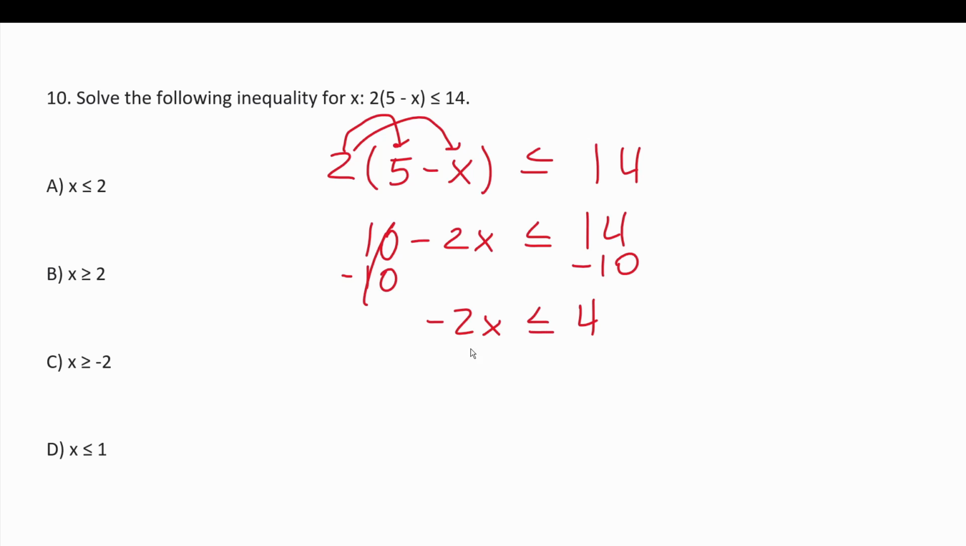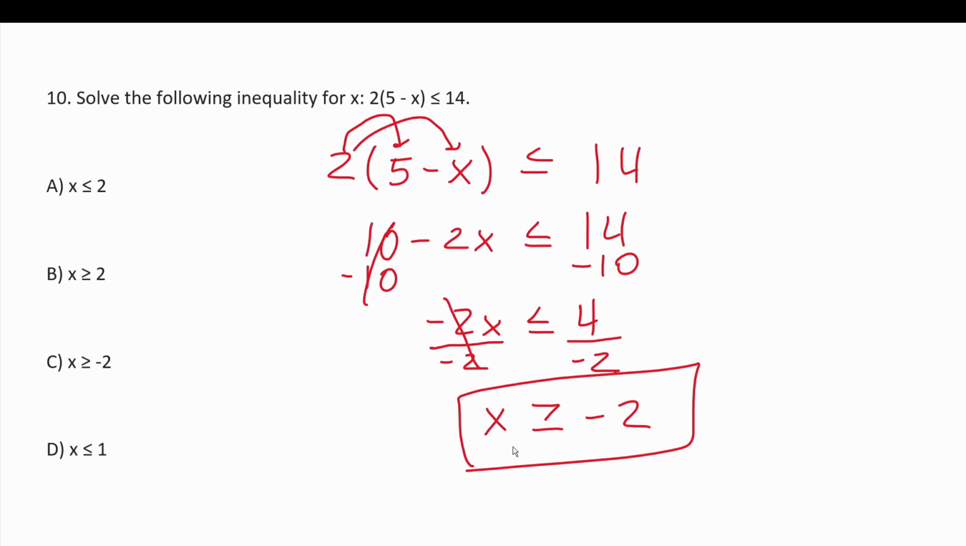To get rid of this negative 2 in front of this x, I'm going to divide both sides by negative 2. I just divided across the inequality sign by a negative, so the very first thing I'm going to do is flip the direction of the sign. This crosses out here, leaving you with just x. And this says 4 divided by negative 2, which is negative 2. So the answer to this one is x is greater than or equal to negative 2, which is answer choice C.